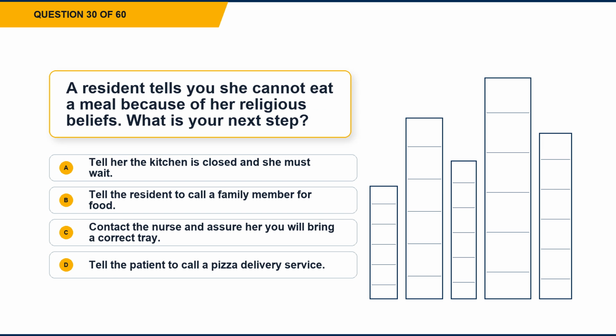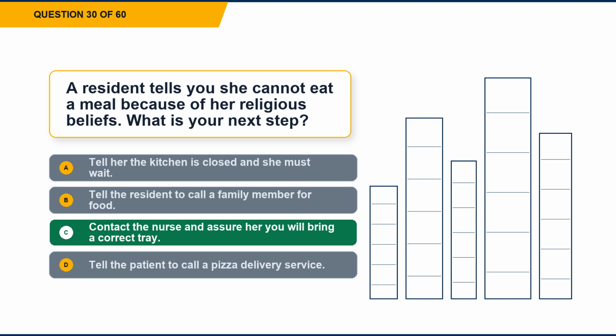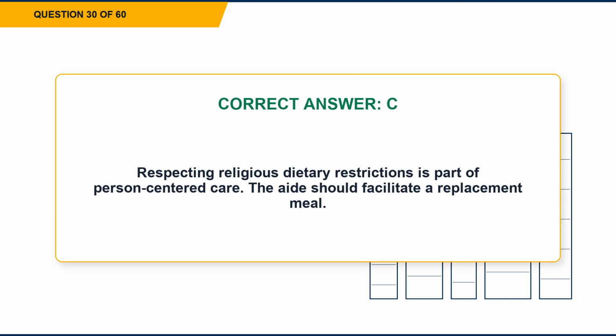Question 30. A resident tells you she cannot eat a meal because of her religious beliefs. What is your next step? Option A, tell her the kitchen is closed and she must wait. Option B, tell the resident to call a family member for food. Option C, contact the nurse and assure her you will bring a correct tray. Option D, tell the patient to call a pizza delivery service. The correct answer is option C, contact the nurse and assure her you will bring a correct tray. Explanation. Respecting religious dietary restrictions is part of person-centered care. The aide should facilitate a replacement meal.